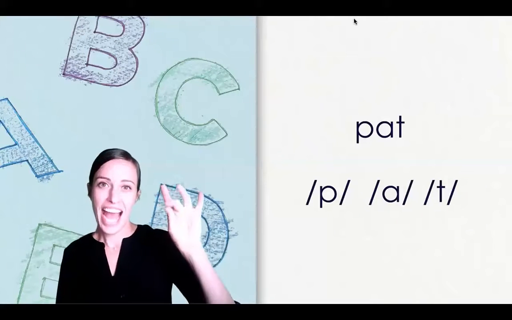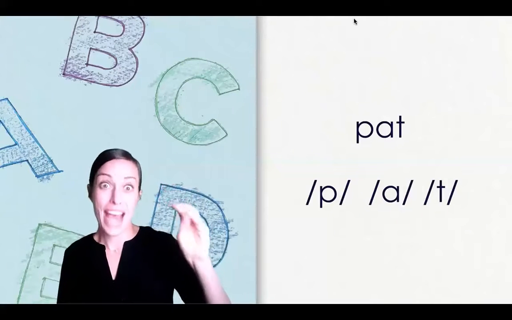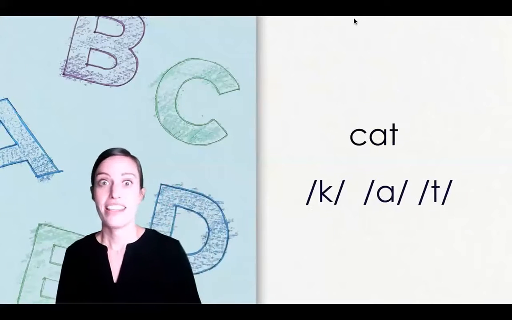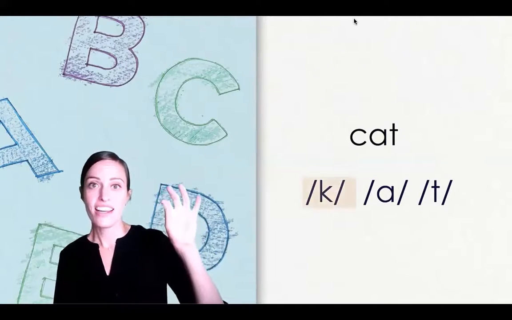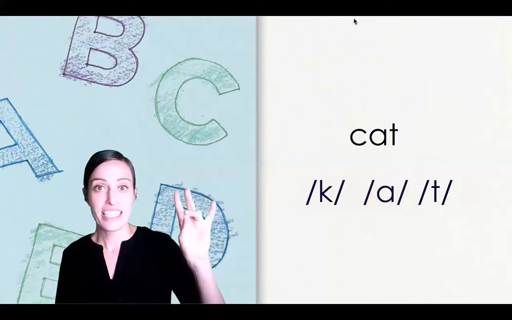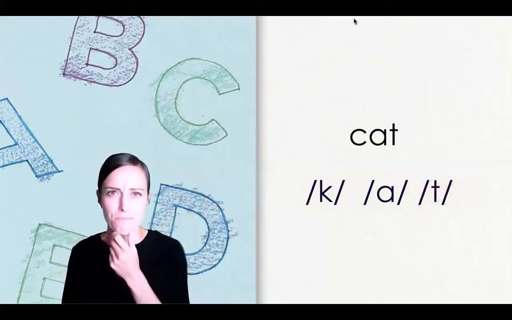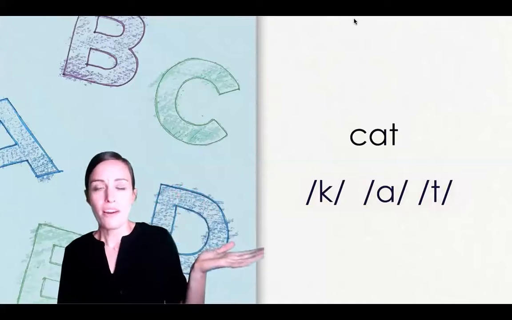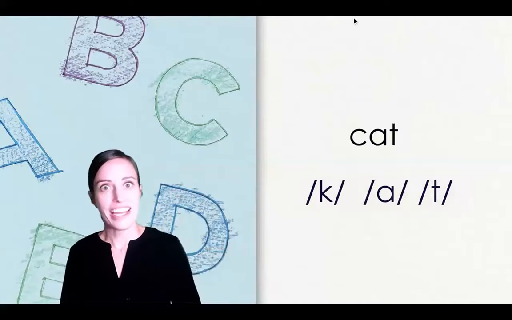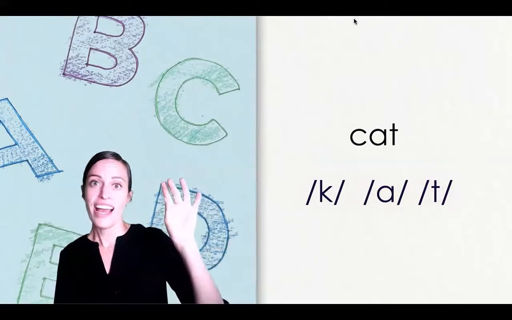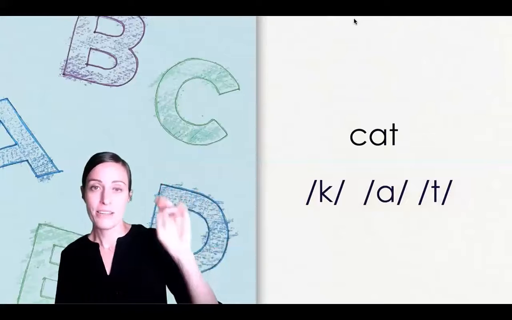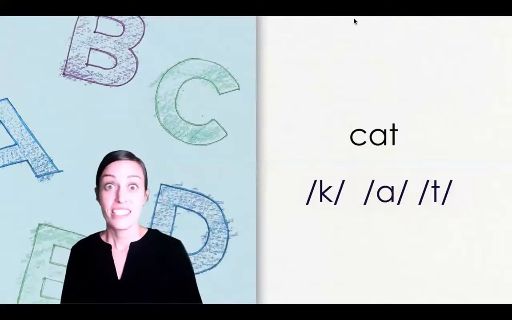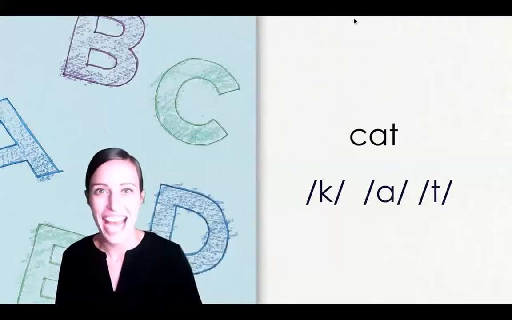P, a, t, pat. The sounds in our next word are k, a, t. When I blend those 3 sounds together, what word does it make? Try it. K, a, t. That's right, we put them together and we make the word cat.